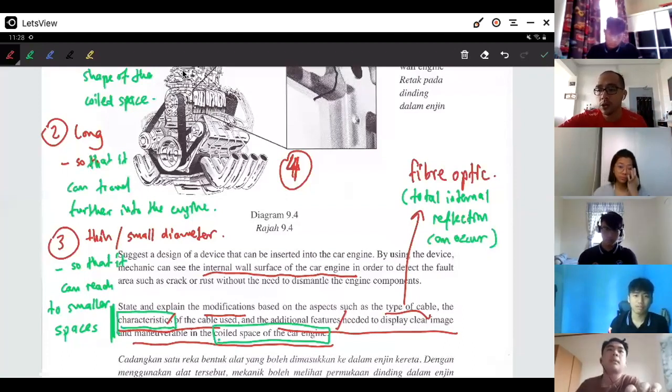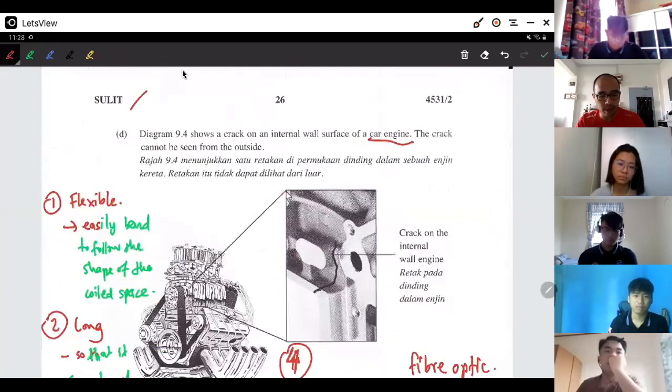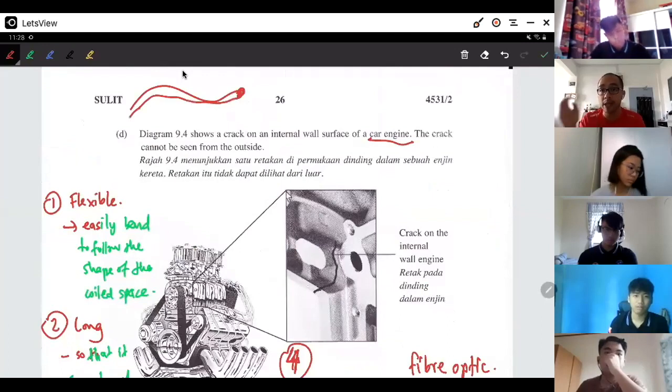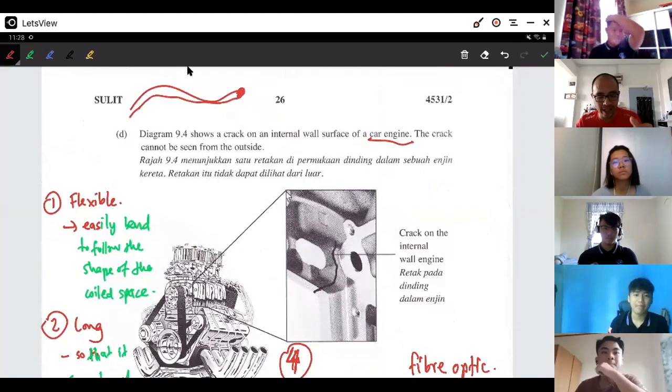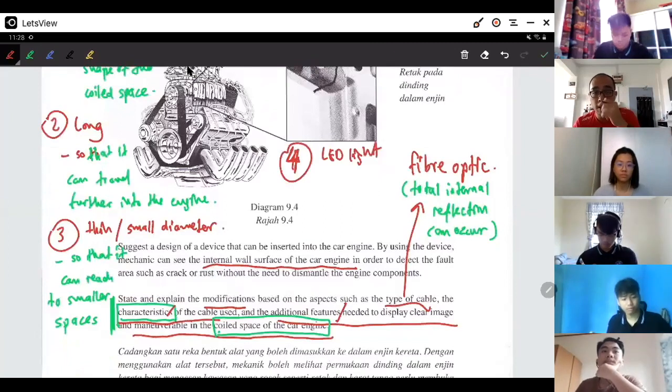Okay, so usually at the end of the fiber optic, okay, di penghujung satu fiber optic itu kan, there is usually a video camera lah. Okay, there's usually a video camera because you need to be able to see the inside. Okay, so I think Ethan has gotten a good answer. Okay, so you put an LED light, okay, or a lamp lah.